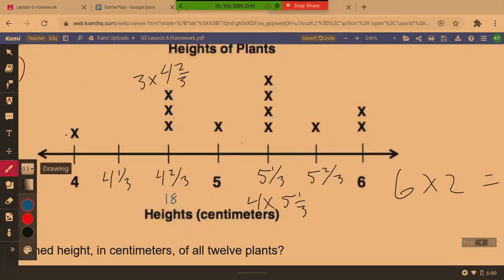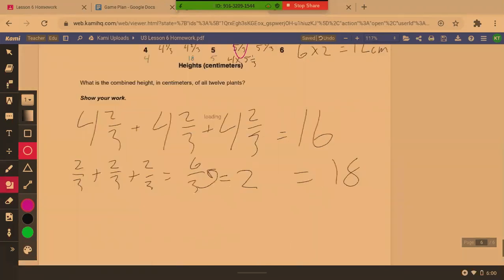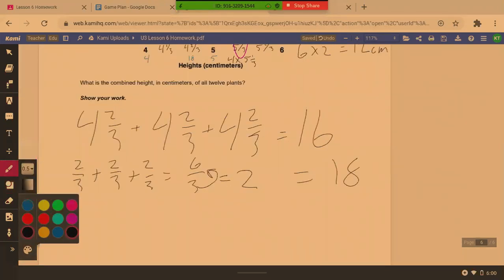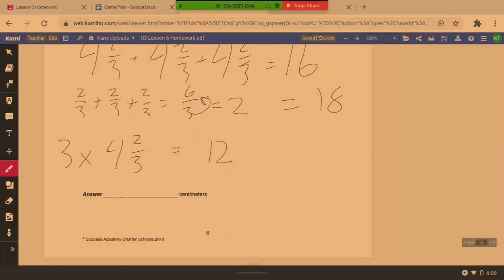I'm going to put the total of each category at the bottom so that afterwards we can come in and clean up really easily. Okay, now let's do this one. 4 times 5 and 1/3. Oh, I apologize. I didn't do multiplying this way. 3 times 4 and 2/3. And then you can do 3 times 2/3, which would be 6 over 3, and you would get the same answer.